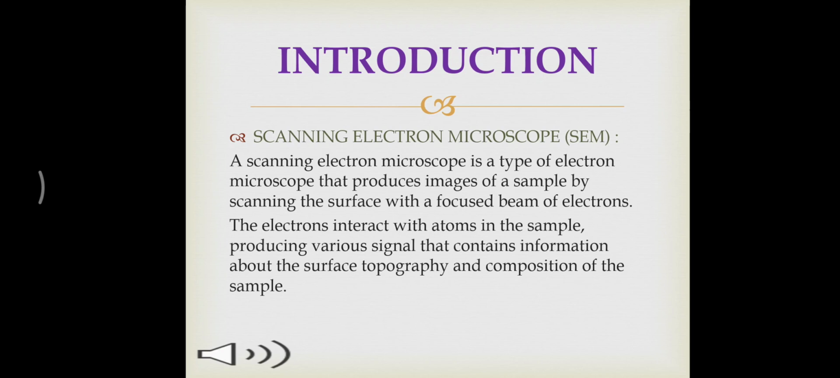First, introduction. Scanning electron microscope. A scanning electron microscope is a type of electron microscope that produces images of a sample by scanning the surface with a focused beam of electrons. The electrons interact with atoms in the sample, producing various signals that contain information about the surface topography and composition of the sample.